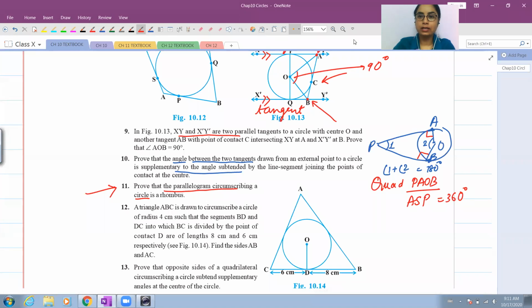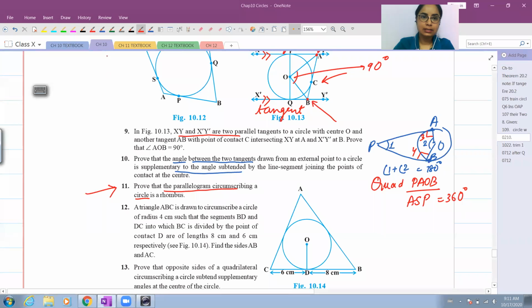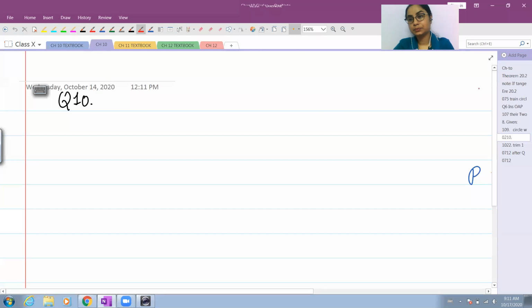We are going to use the angle sum property. The sum of the four angles of a quadrilateral is 360 degrees, that's correct, Kanishka. We will be using the angle sum property. So once you apply the angle sum property, angle 3 and angle 4 are 90 degrees because tangents are perpendicular at the point of contact. So you will get 1 plus 2 equals 180 degrees. Let's write the answer for this.